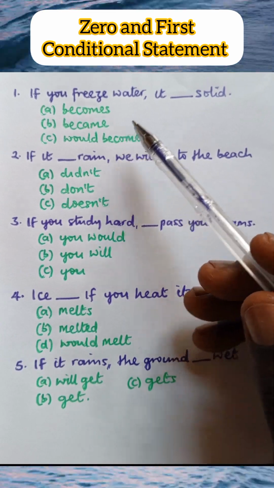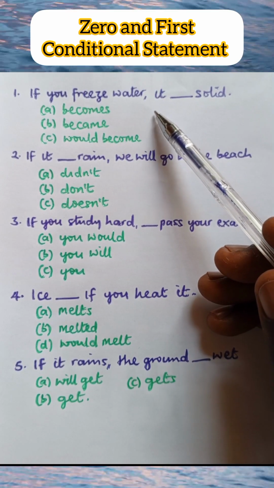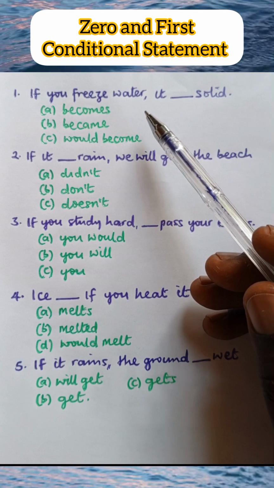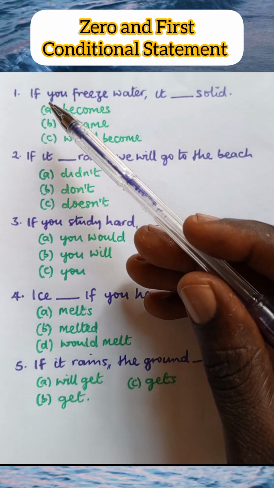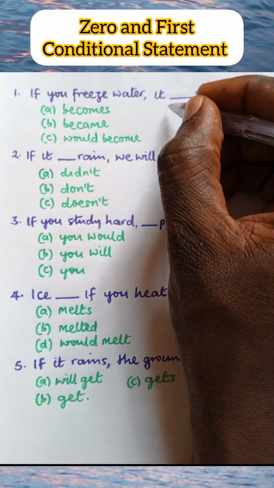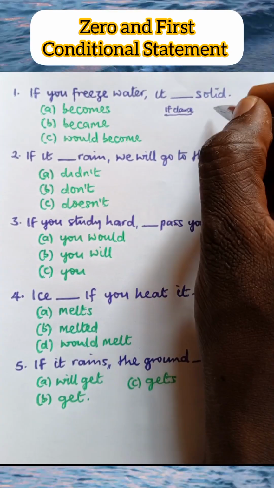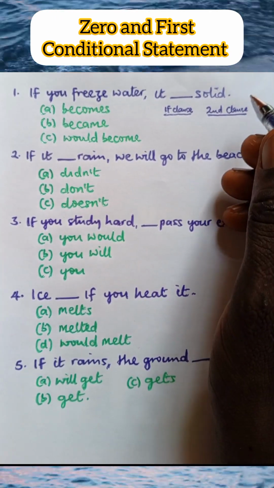Now, this is a conditional statement. A conditional statement is made up of two clauses. One is the if clause because it contains the word if. And then the second clause, also known as the then clause. So we have the if clause and the second clause. Now, here is the rule.